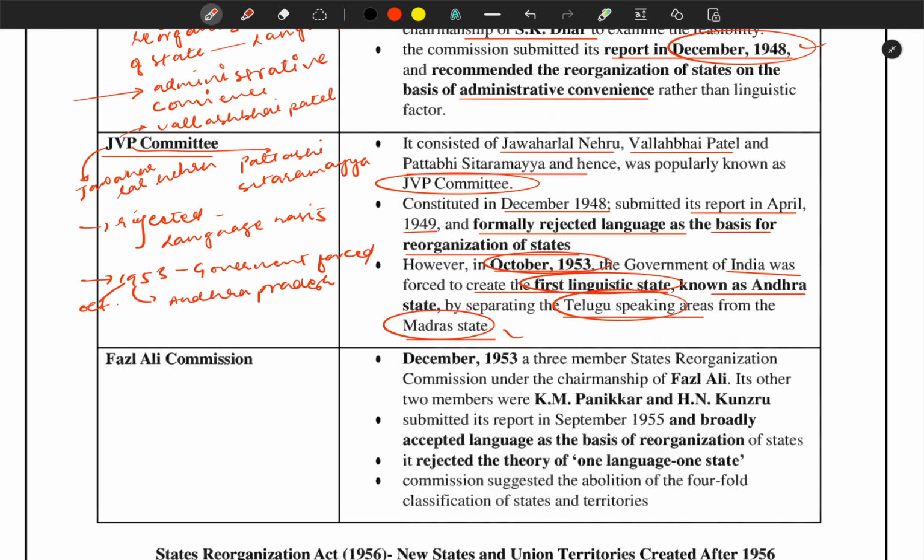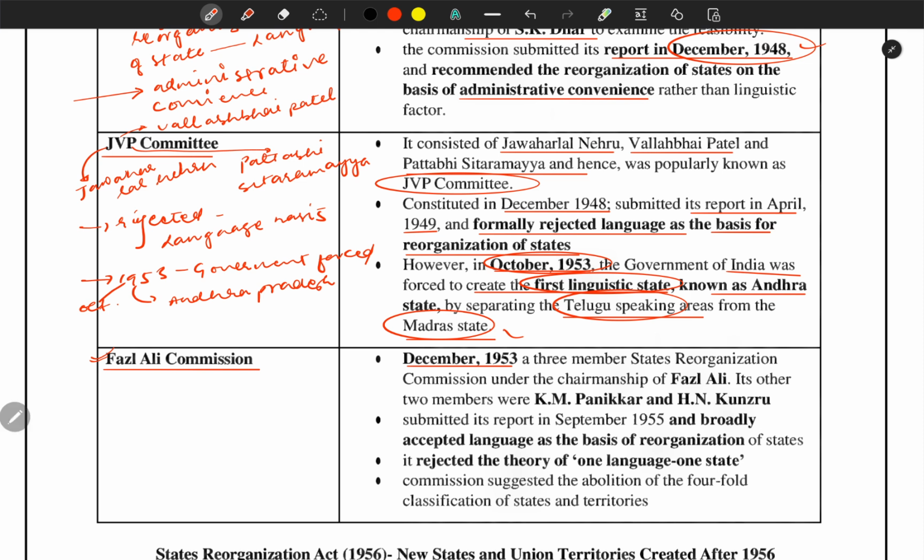Although the JVP Committee rejected language as the basis for the reorganization of the state, after that we have another commission, that is the Fazal Ali Commission. So in December 1953, after the formation of Andhra Pradesh, it is obvious that once a state is formed on the basis of language, some other people who are demanding another state will also force the government to do so.